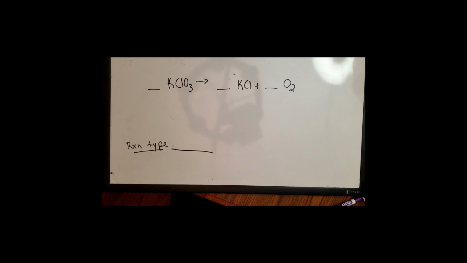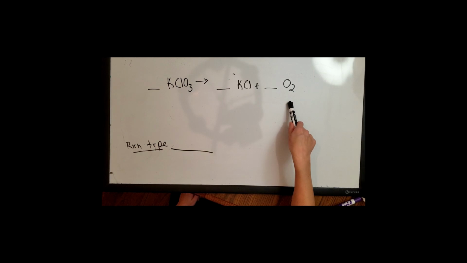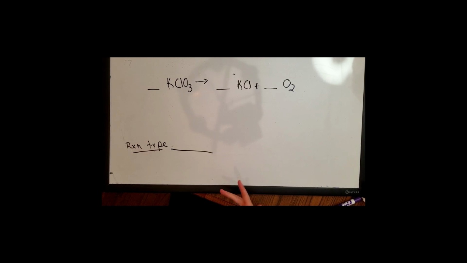All right, so what we're going to look at in this video is types of reactions. So we're going to identify the type of reaction based off of the chemical equation, which I have written here. And when we're identifying types of reactions, remember we have decomposition, synthesis, single replacement, double replacement, as well as combustion. So those are the 5 main types you're going to need to identify in this chapter.